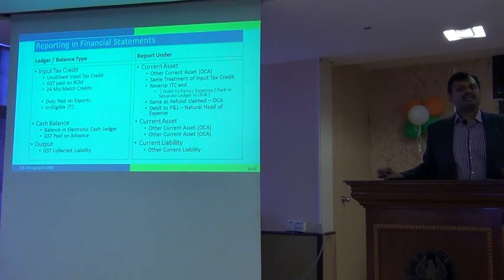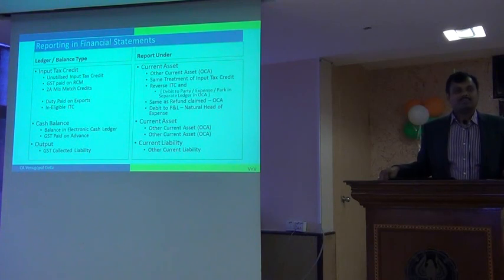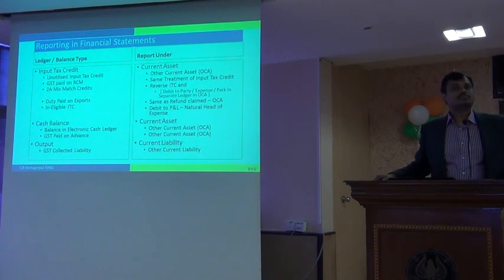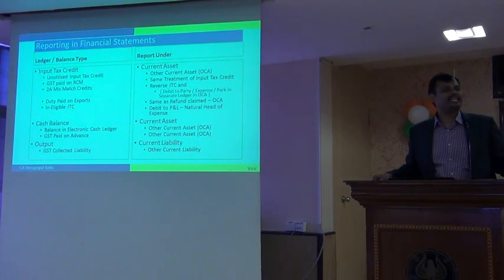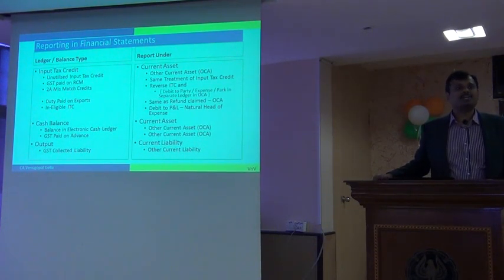First, the reporting of the input tax credit and output tax liability. Should I net it off? Should I show it gross? Like income tax, provision for taxes and the TDS, should it be netted off? Should it be shown gross? Netted for each state.